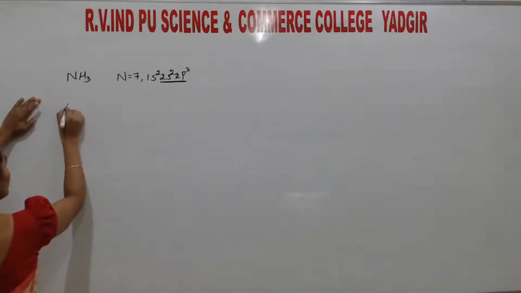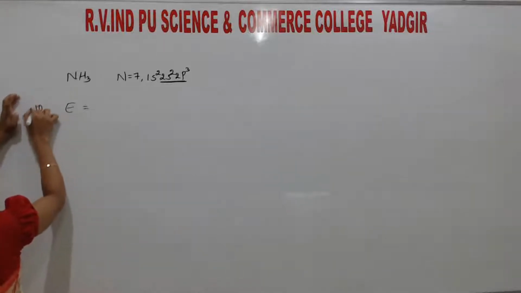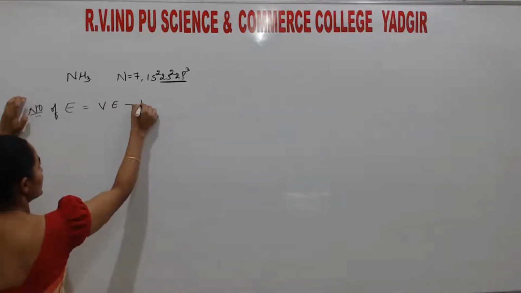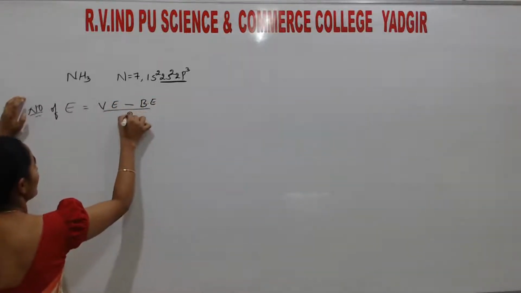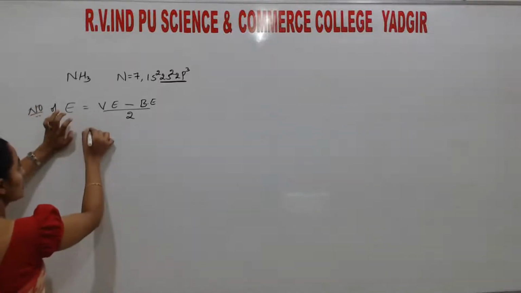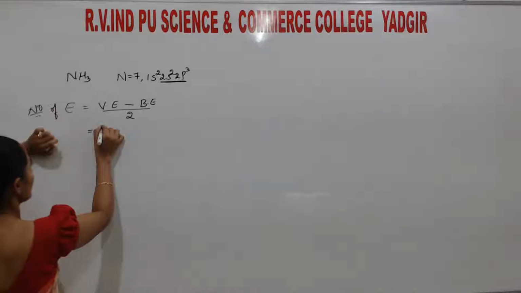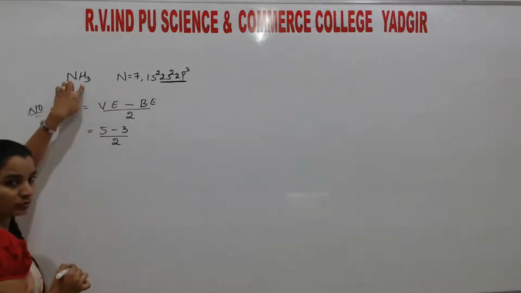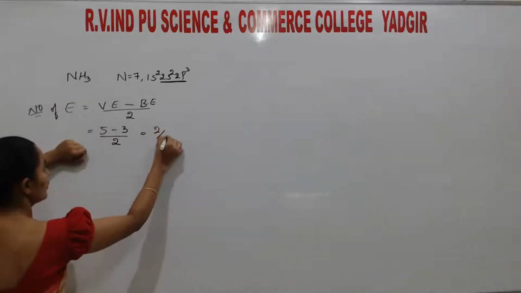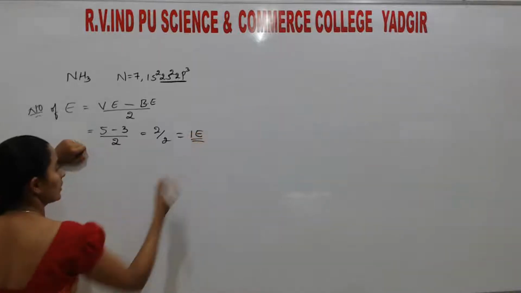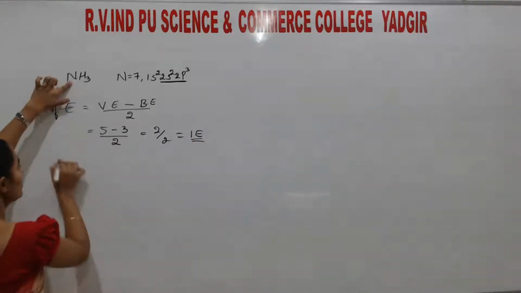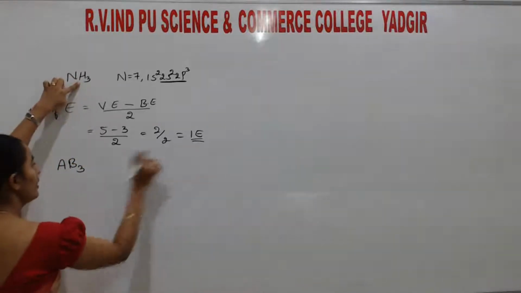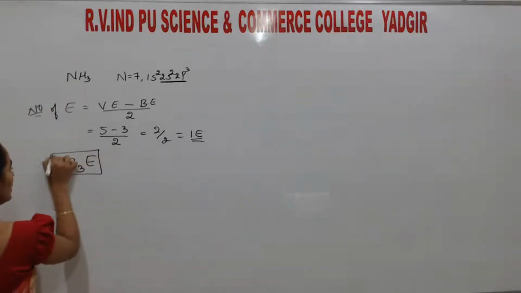How do we find the number of electron pairs? Number of electron pairs is equal to valence electrons minus bonded electrons, divided by 2. How many valence electrons are here? 5. How many are bonded? 3. So 5 minus 3 is 2, divided by 2, that is 1 electron pair. Students, N is A, H is B, there are 3 of them, and 1 electron pair, so that is an AB3E type molecule.